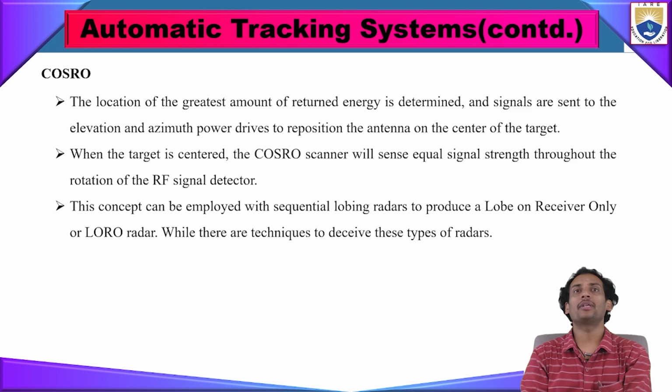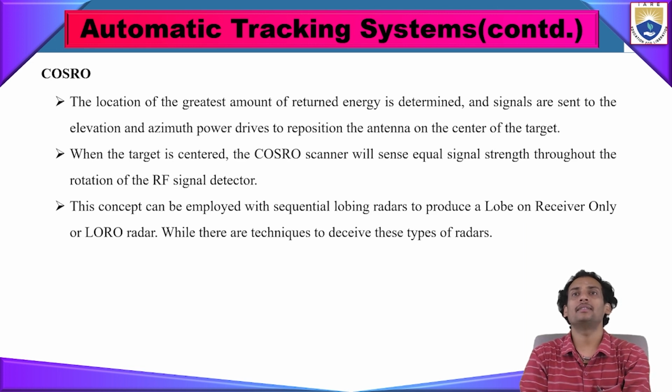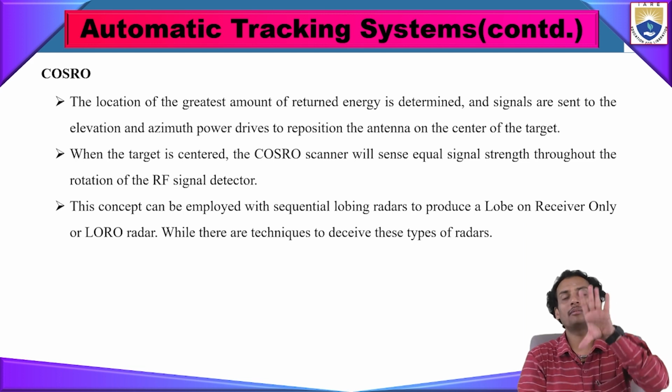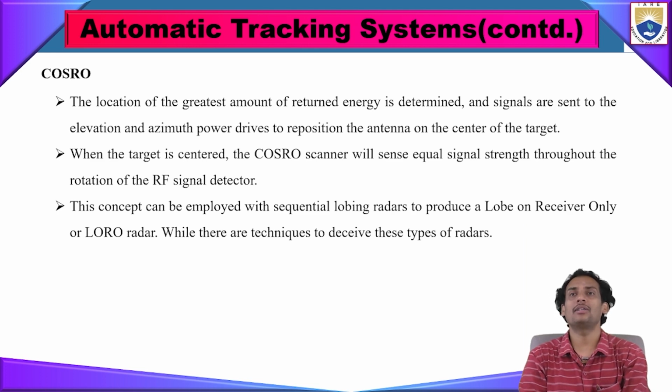The location of the greatest amount of returned energy is thereby determined. The signals are sent to the elevation and azimuth power drives. The drives reposition the antenna to the center of the target. When the target is centered, the conical scanner will sense equal signal strength throughout the rotation of the RF signal detector. This concept can be employed with sequential lobing radars to produce a lobe on receive only. That is called LORO radar.